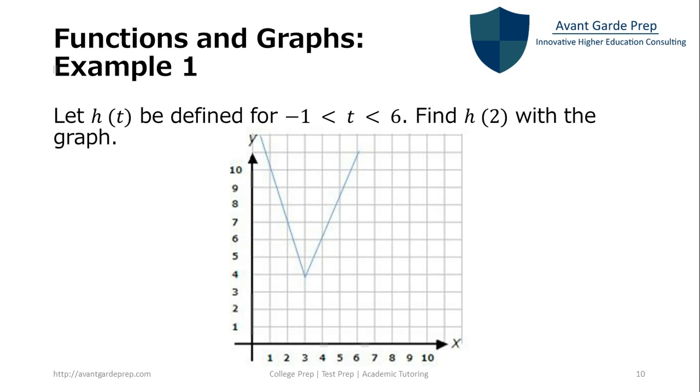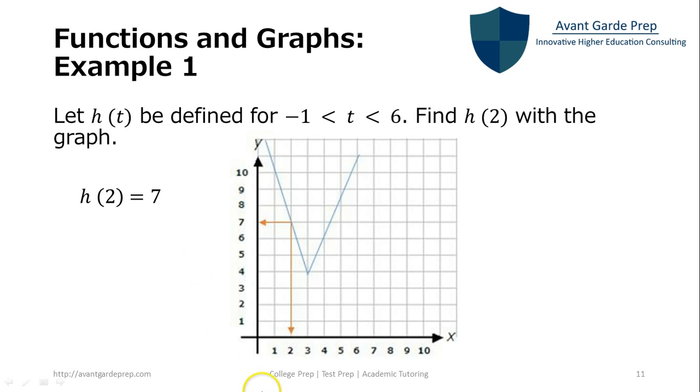Let's now take a look at our first example problem. This problem reads, let h of t be defined for -1 less than t less than 6. Find h of 2 with the graph. So here we can see we have a line on a graph, and we're asked to find h of 2. To find this value, we locate the point where x equals 2 and then locate the y value to give us the output. So we can see here that when x equals 2, y equals 7. So h of 2 equals 7. And that's all you have to do.